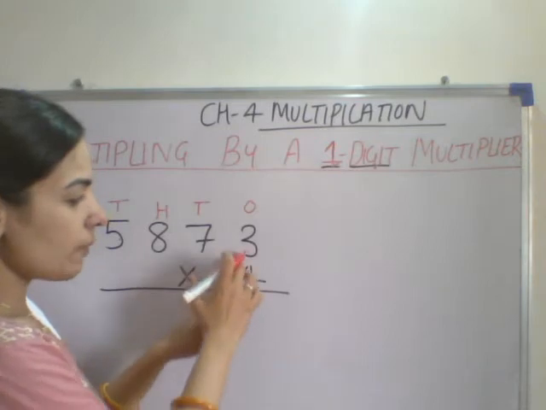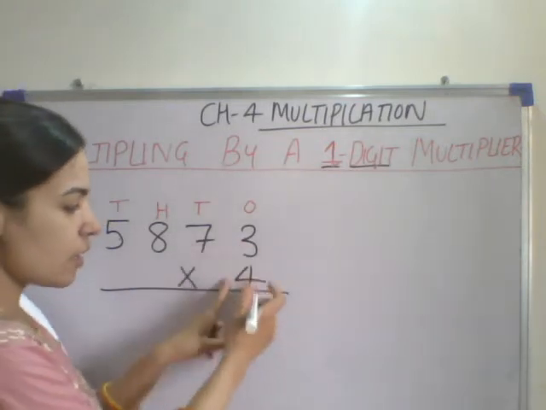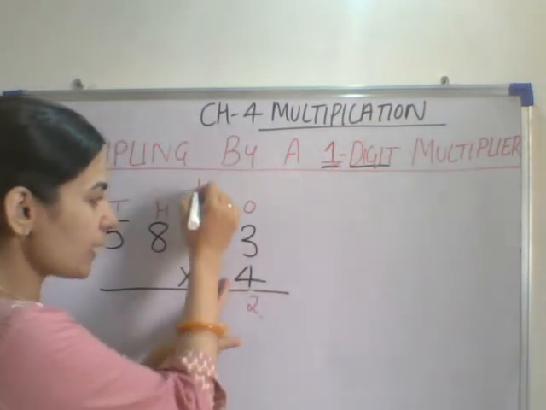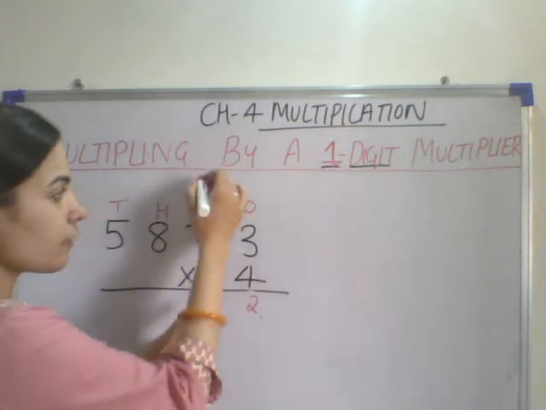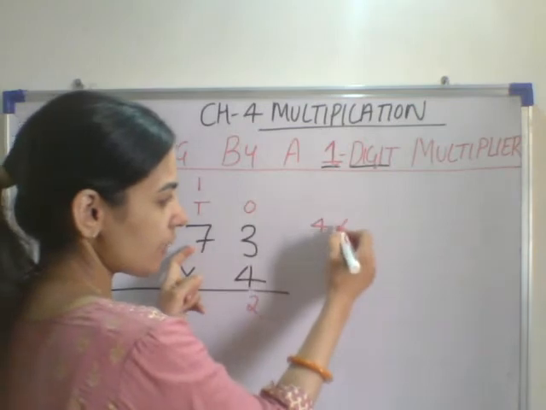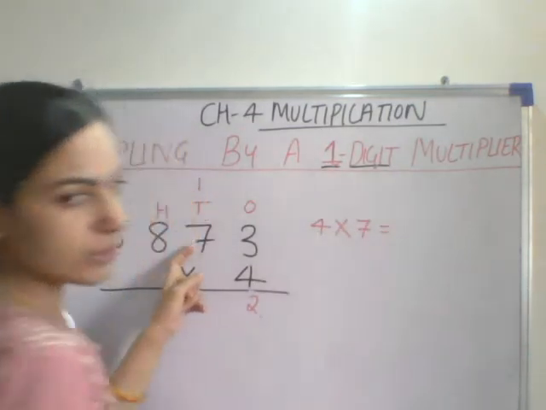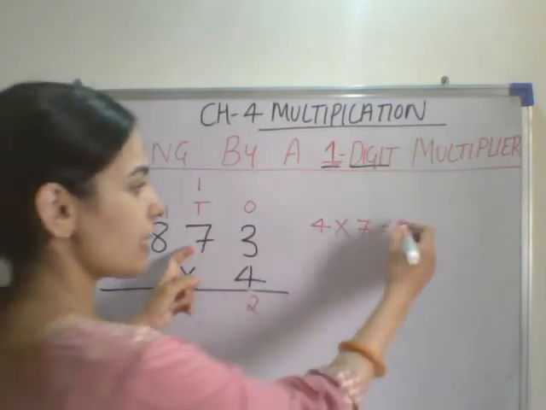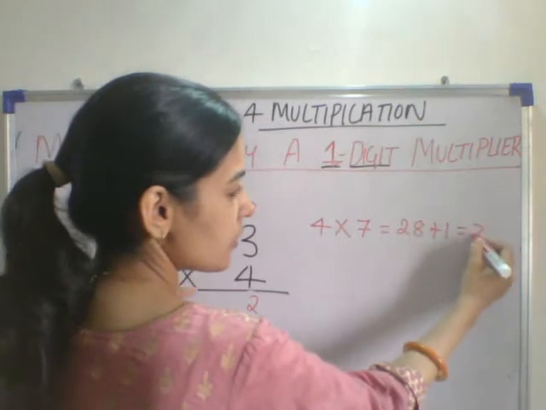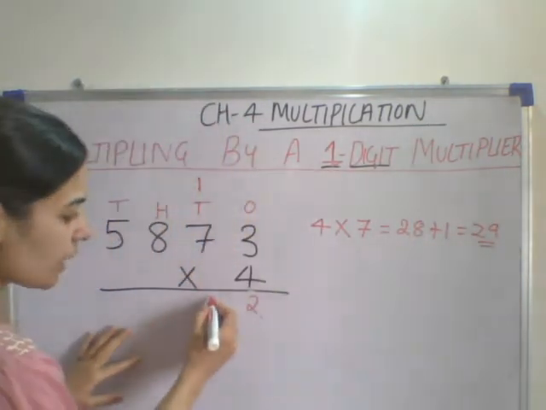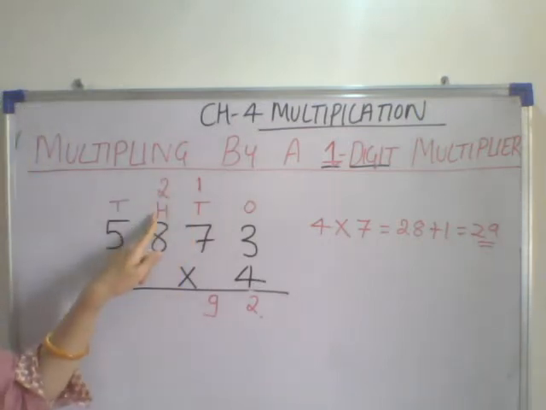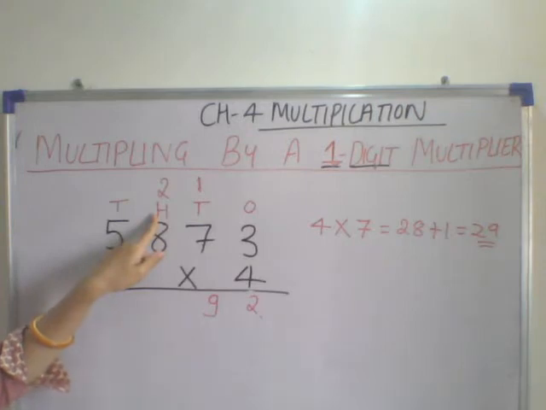First, 4 multiplied by 3 is 12. So for 12, you will be writing 2 here and 1 will move to the carry at the tens place. Now if I multiply 4 with 7, 4 sevens are 28. Yes, 4 sevens are 28 and this 1 plus 1, so it is equal to 29. So I will be writing 9 here and 2 will move to carry at the next hundreds place.